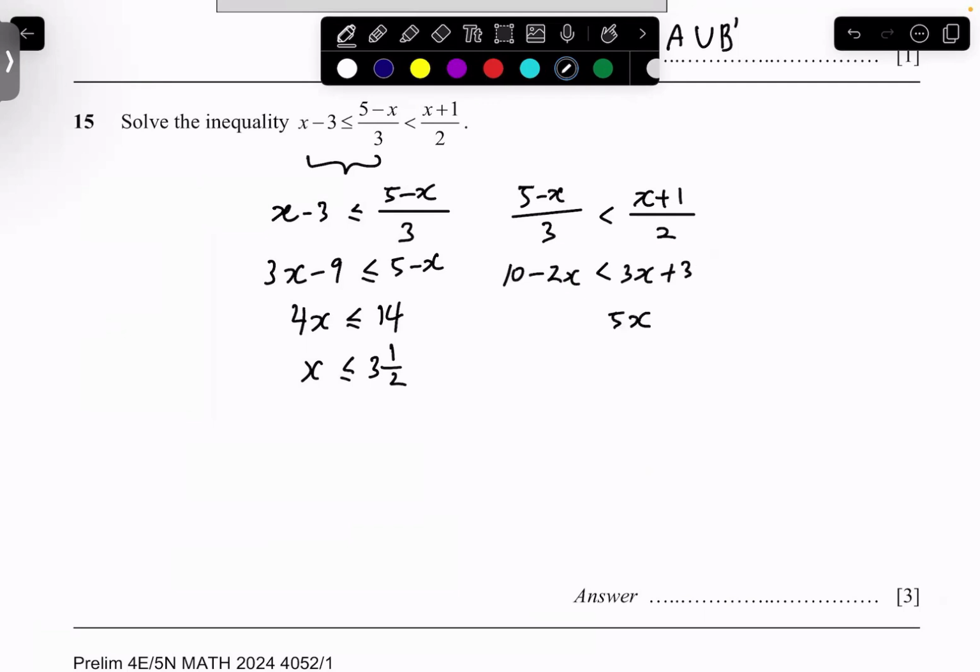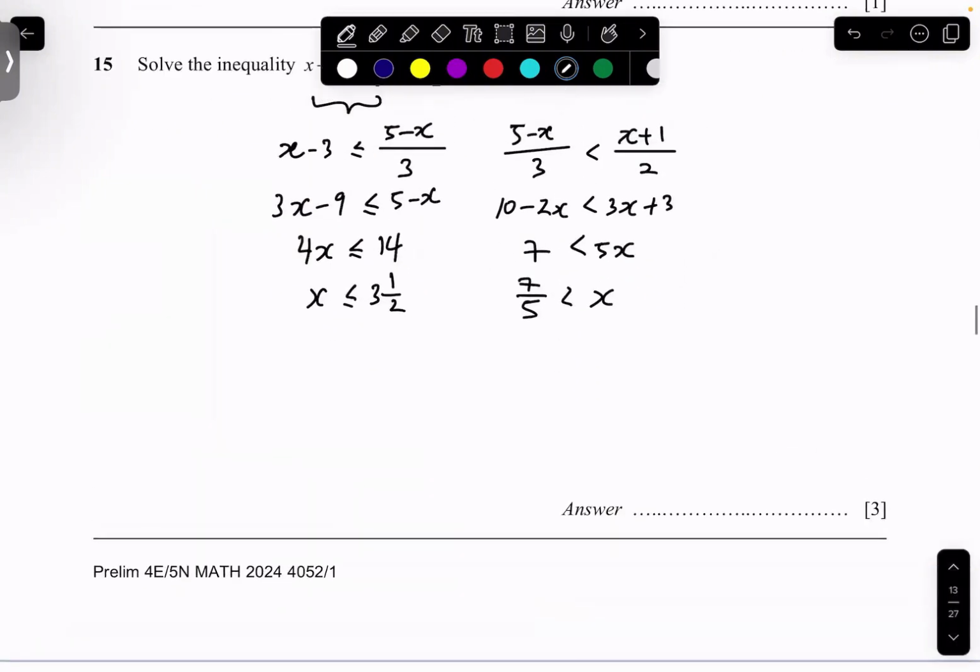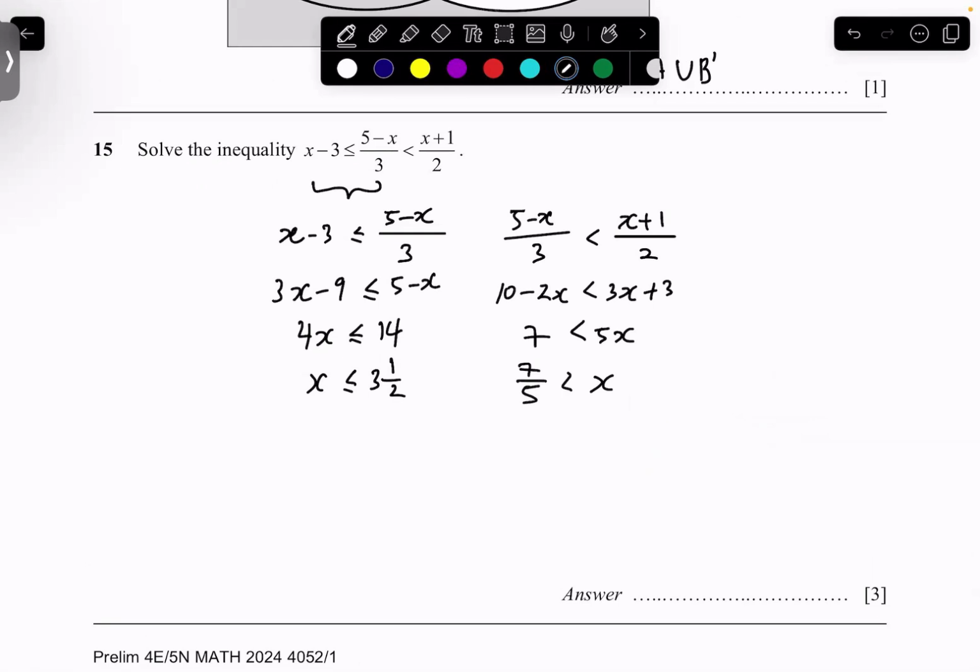Cross over 5x, 7. So x is greater than 7 over 5. If you were to draw a number line to identify the range, x must be greater than 7 over 5. So this is 1 whole 2 fifths. x must be greater, so it goes in this direction.